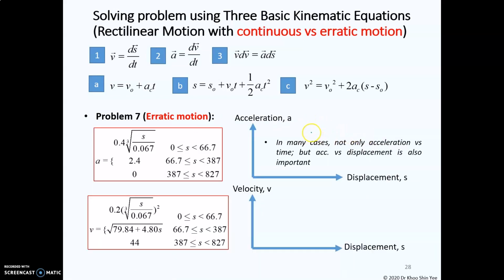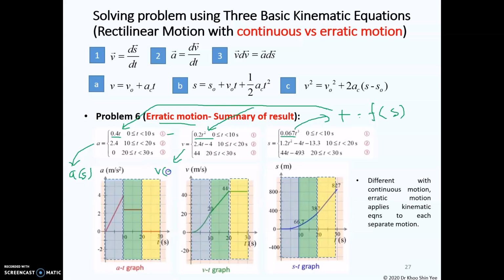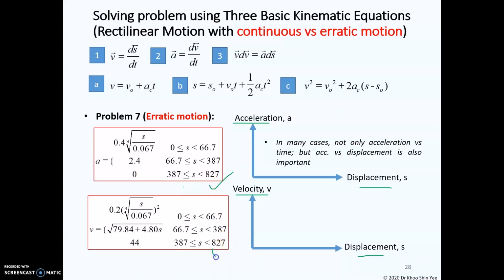In many cases, not only the acceleration versus time graph, but the acceleration versus displacement graph is also important, as well as the velocity versus displacement graph. You can express t as a function of x here, and then substitute the variable t inside the acceleration and also the velocity. By doing that, you can convert the acceleration time function into an acceleration function of x. Same for the velocity, you can obtain v(t) to v(s). Please check this answer and see if you get the correct a(x) as well as v(x).